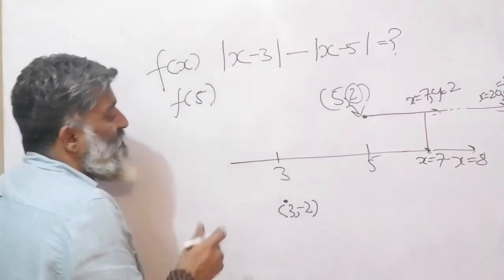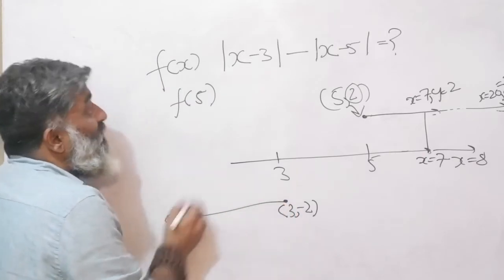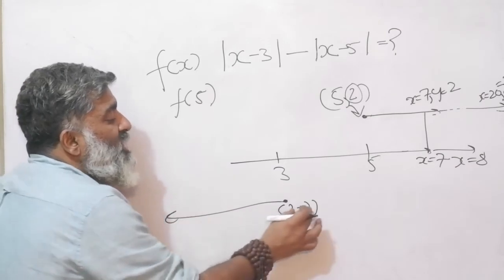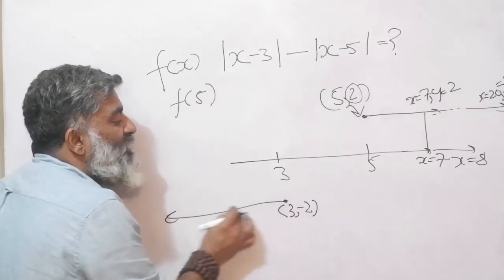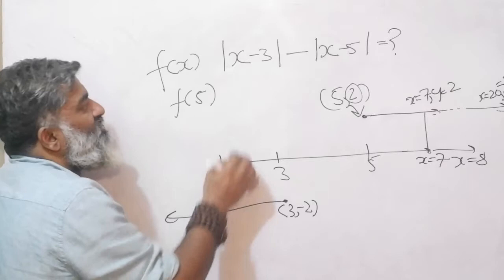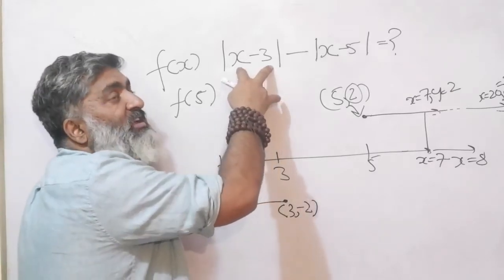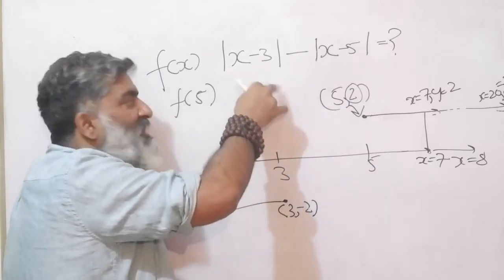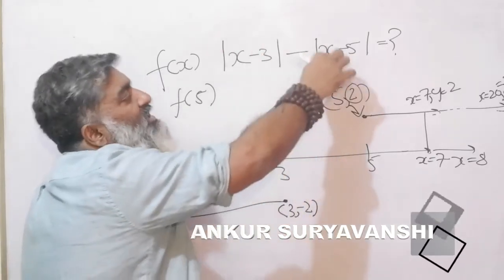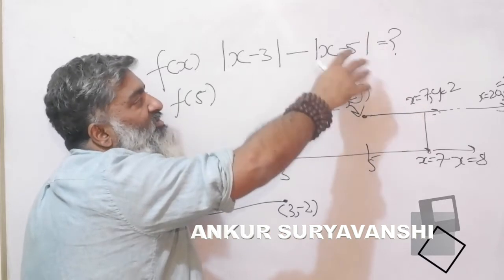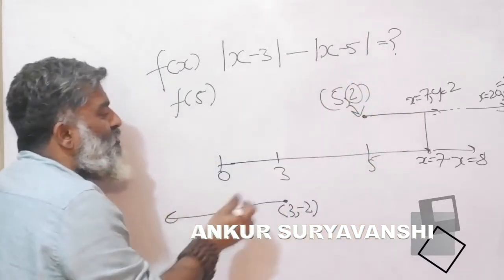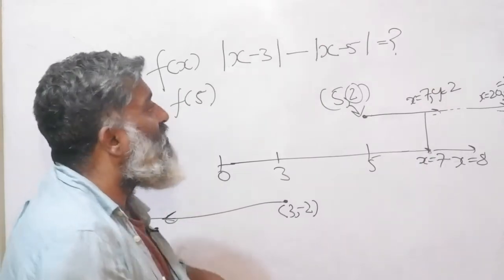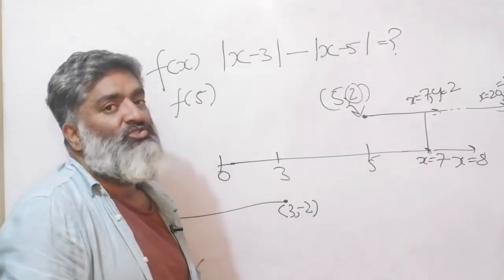Let's think of the other direction. I am guessing just by looking at the equation that even in the other direction the same story will continue. This value minus 2 will remain constant. Put 0 in the story. 0 minus 3 gives me a minus 3, but there is a mod, so it gives me a 3. 0 minus 5 gives me a minus 5, there is a mod, gives me a 5. 3 minus 5 gives me a minus 2. So even here this story will continue and the value of y would remain minus 2 only.